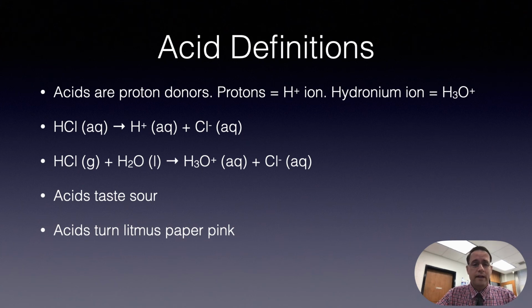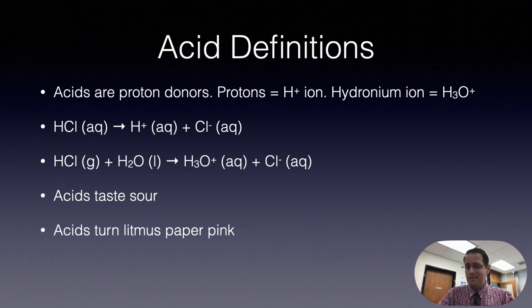So we have a couple reactions here. Let's look at the first reaction. HCl aqueous reacts to form H+ and chloride. So here we can see the H+ being produced. It's being donated or split off the molecule. And so it's clear to see that that is an acid because it's given up its H+.